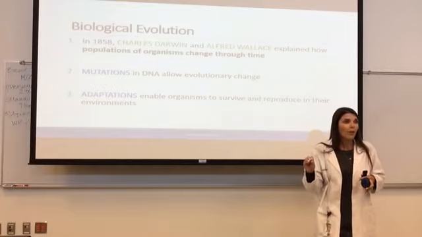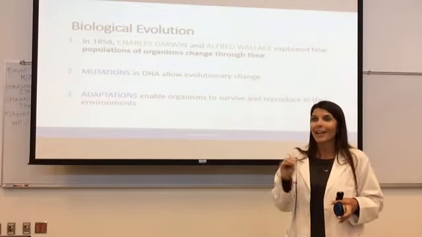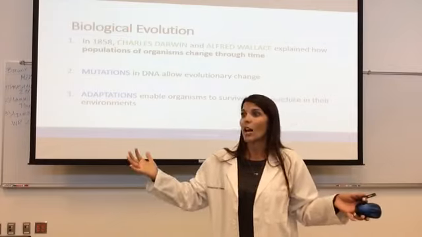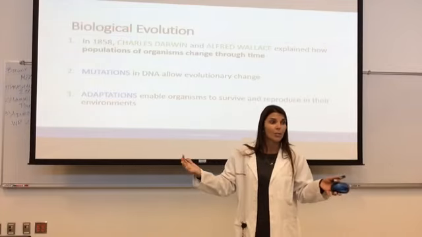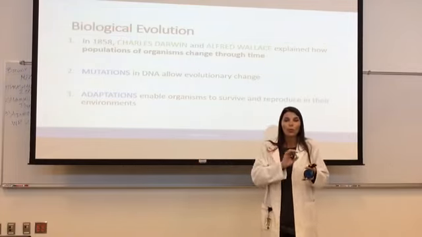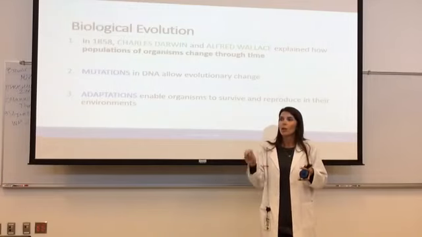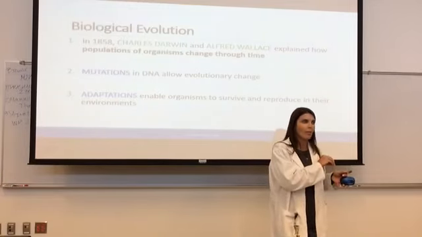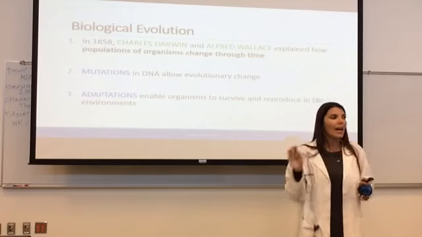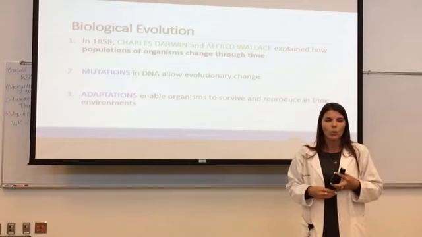He sailed on a ship for 5 years, came back, married his cousin, had 10 kids, lived in a really large house because his family was very wealthy, his parents. And he wrote about how he noticed organisms were changing over time. But he had to hide all of his work. Why did he hide his work?